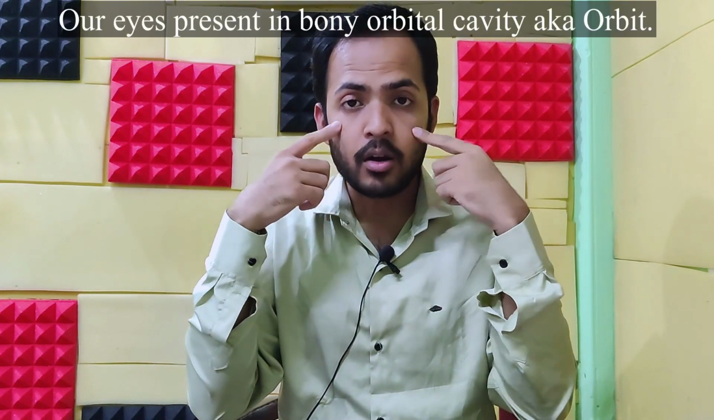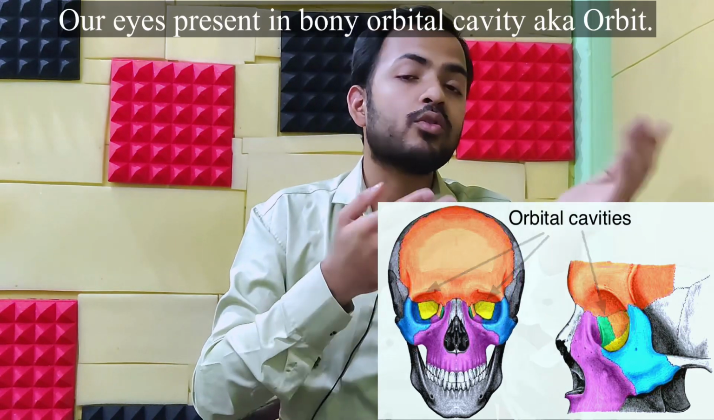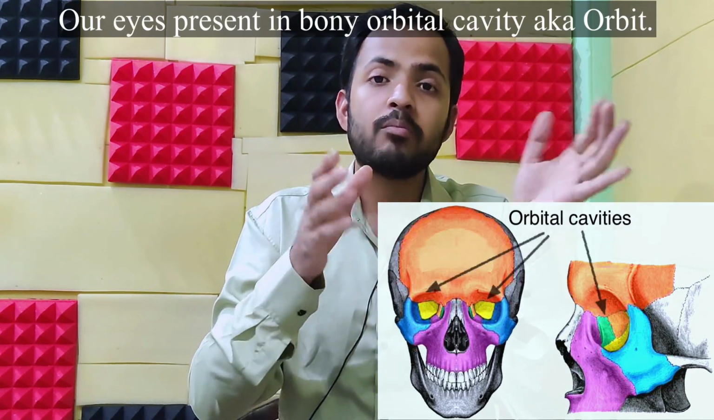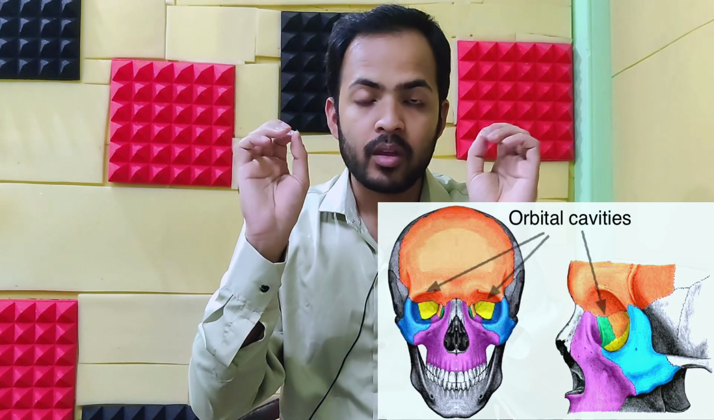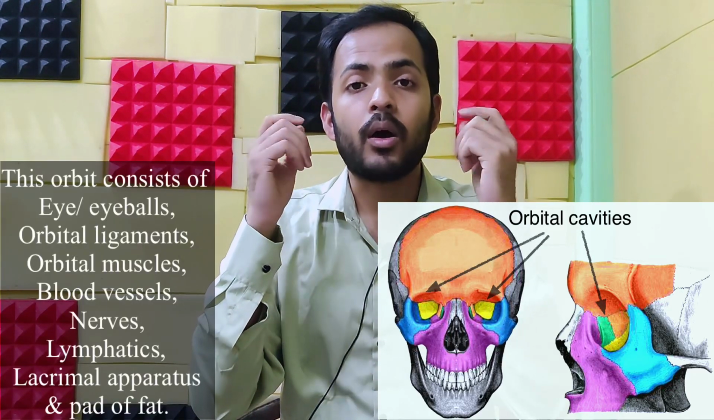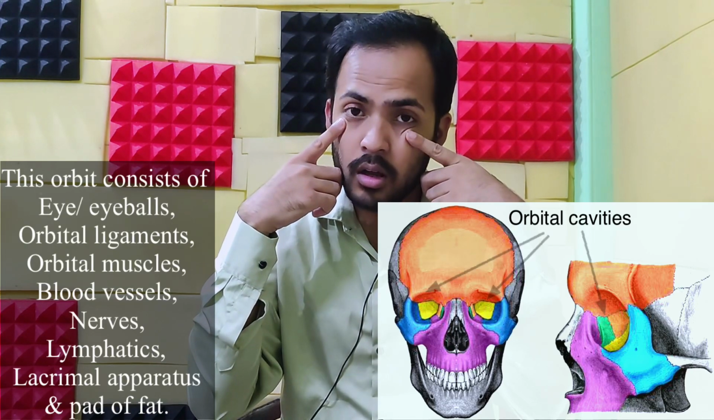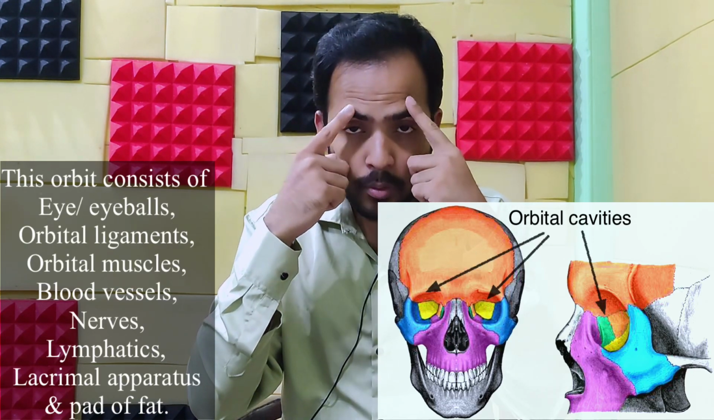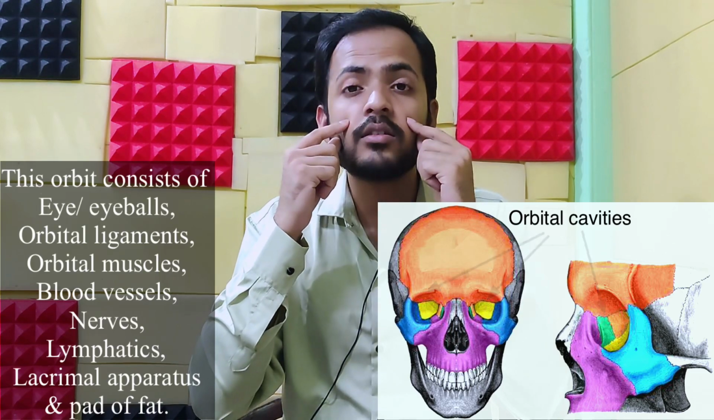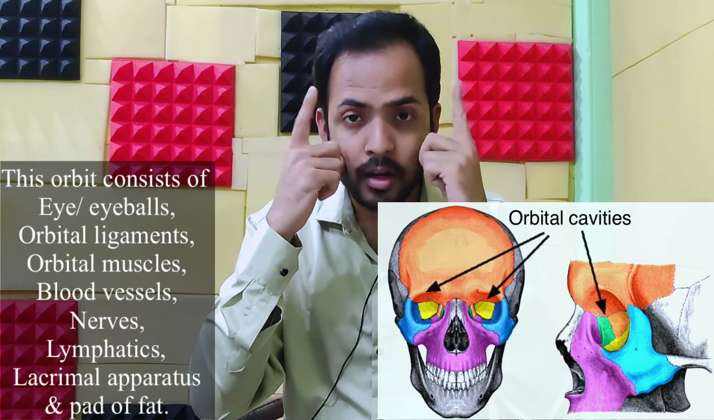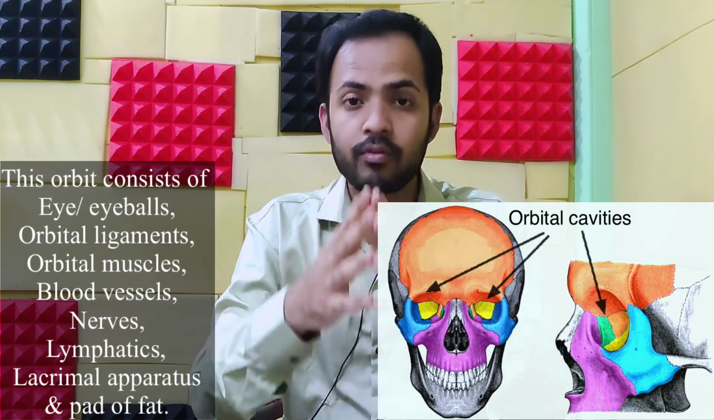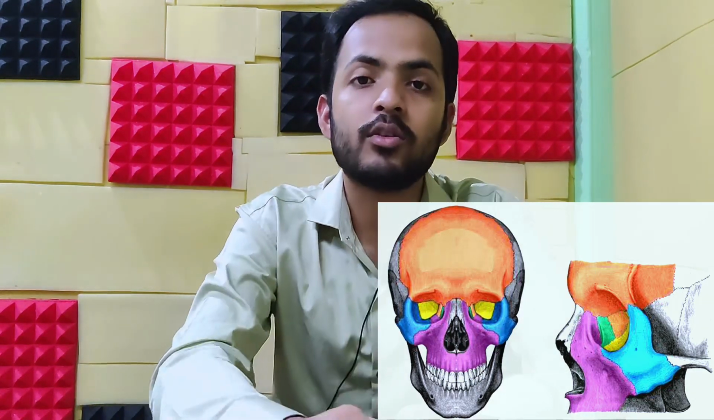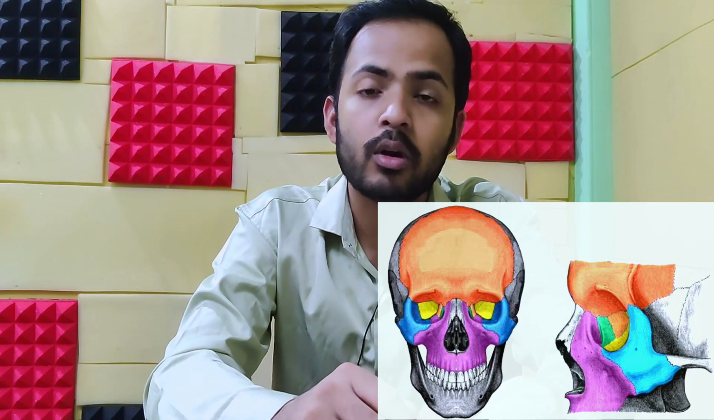Now, the eye is present in our orbital cavity, as you can see in this photo. This orbital cavity is a bony structure and in short we call it the orbit. So this orbit consists of our eye or eyeball, associated with orbital muscles, orbital ligaments, then its blood supply, nerve supply, lymphatic supply, along with the lacrimal apparatus and pad of fat. All these structures I will talk about slowly, one by one.